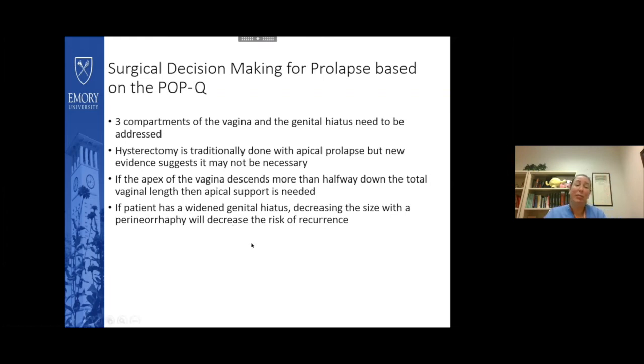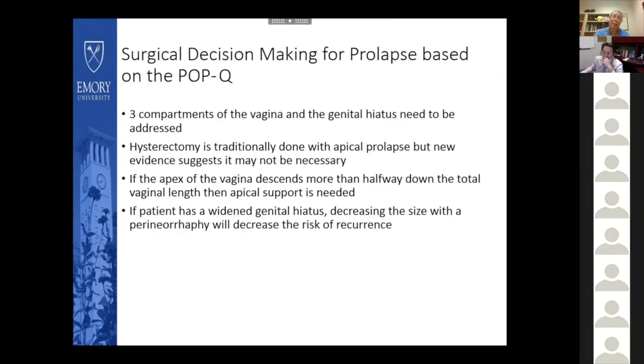If the apex of the vagina descends more than halfway down the total vaginal length, you really need to support the apex, or your prolapse is going to come back. If the patient has a widened genital hiatus, so genital hiatus should be about 3 to 4 centimeters. If it is bigger than that, you really need to think about decreasing its size because it'll decrease your risk of recurrence. I usually have 2 fingers. They should easily go into the vagina, slightly separated, and that tells me that they're probably going to have good room for penetration.